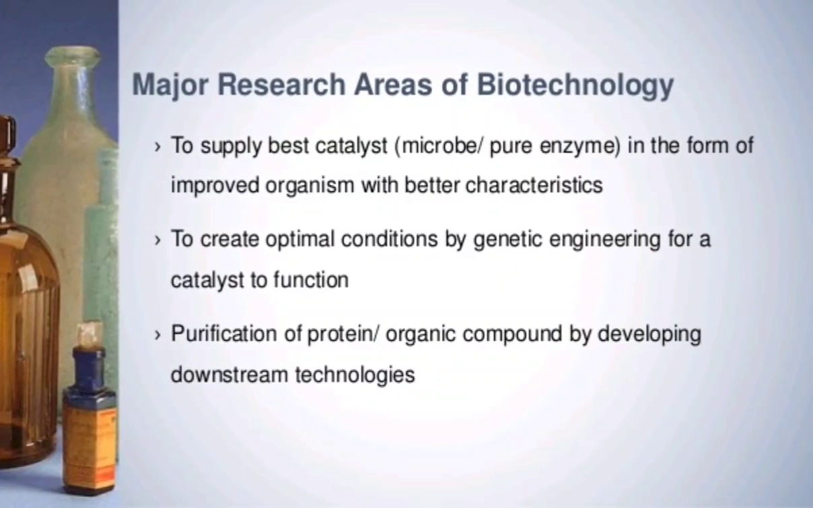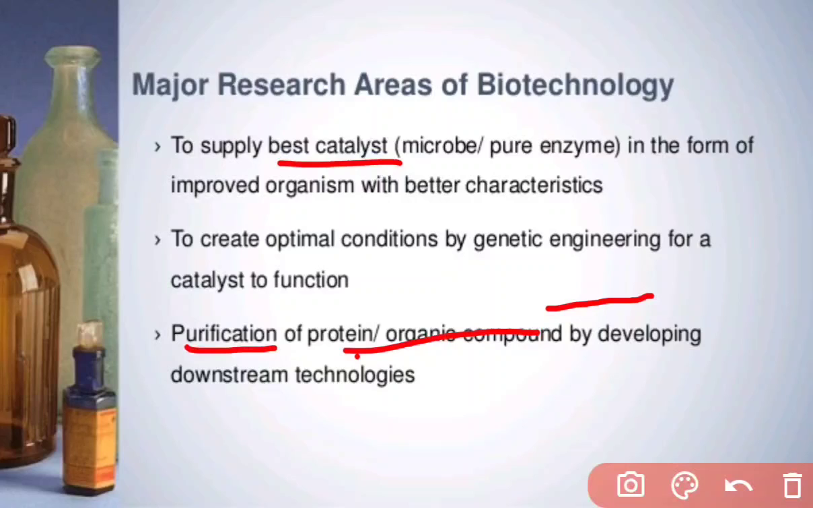Okay, next we come to the major research areas of biotechnology, where we should go for research: to supply the best catalyst and pure enzyme in the form of improved organisms with better characteristics, to create the optimal conditions by genetic engineering for a catalyst to function, and purification of protein and organic compounds by developing downstream technology. We already learned in the last chapter what downstream technology is: the purification and separation of the desired product is called downstream technology.